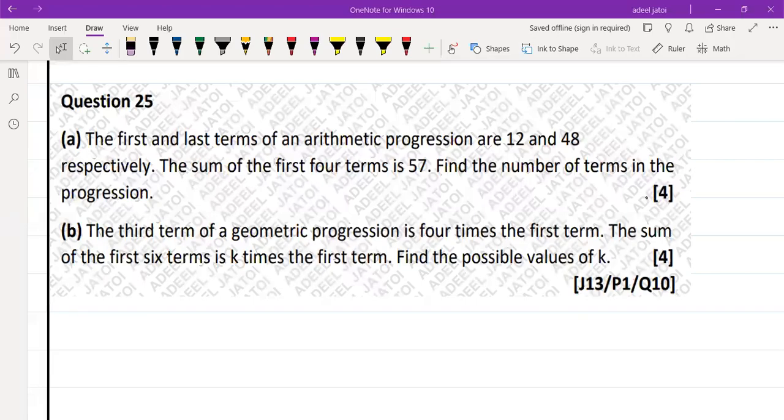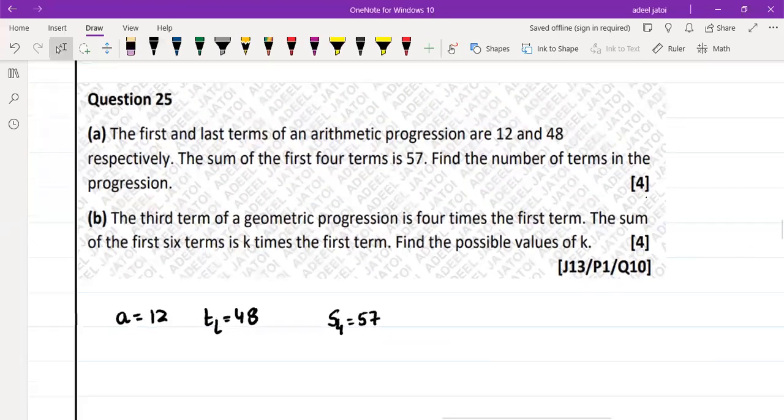June 2013, paper 1, question number 10, question 25 from the book. The first and the last term of an arithmetic progression are 12 and 48. So a is 12 and the last term is 48. The information is always given in the question. The sum of the first four terms, S4, is also given, that is 57. Find the number of terms in the progression.